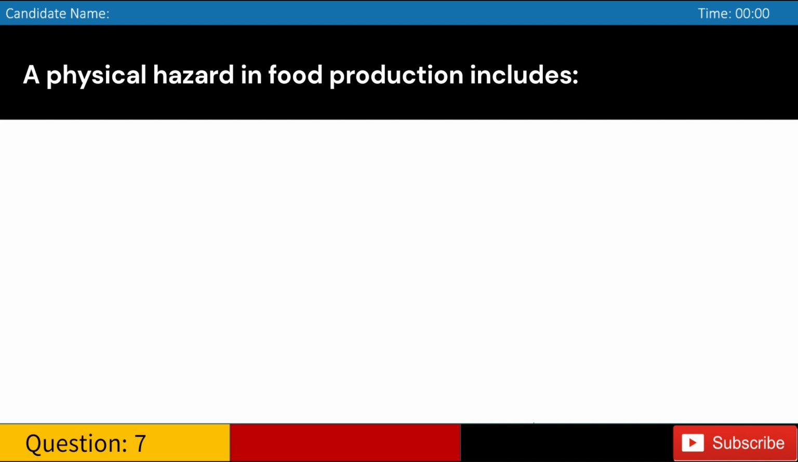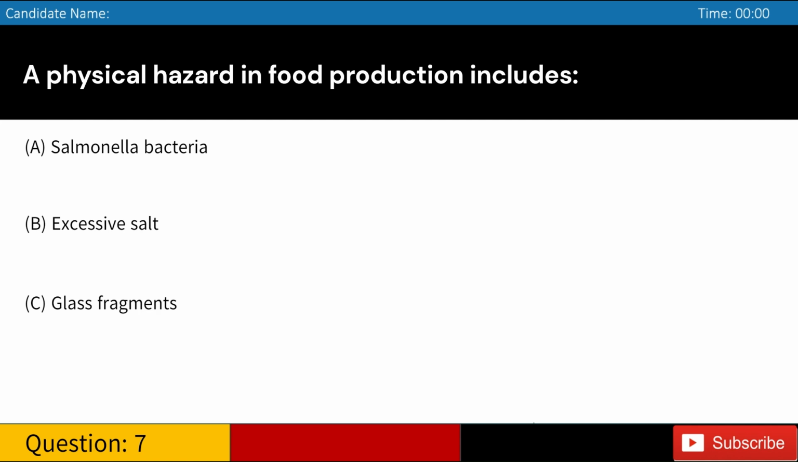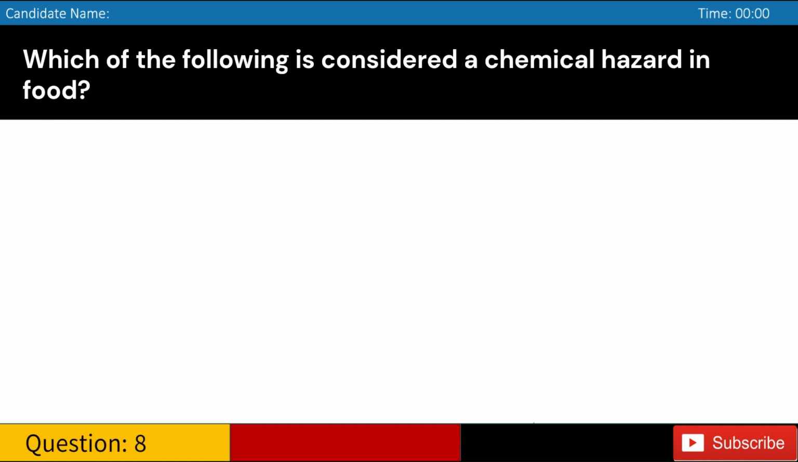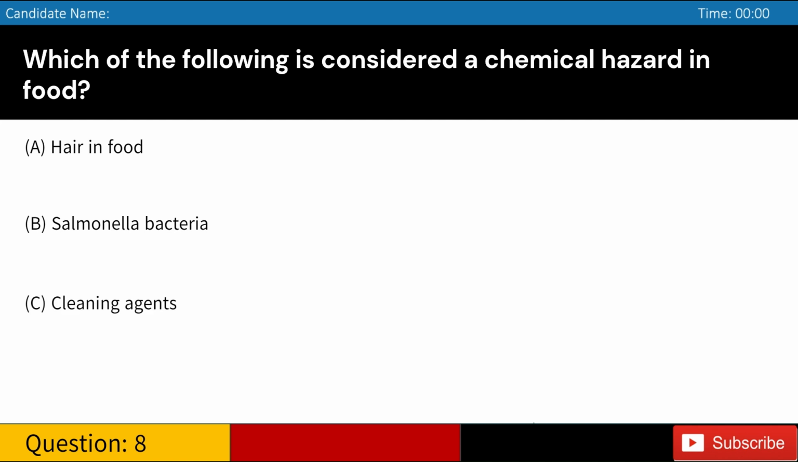A physical hazard in food production includes A. Salmonella bacteria. B. Excessive salt. C. Glass fragments. D. Pesticide residues. Answer C. Glass fragments. Which of the following is considered a chemical hazard in food? A. Hair in food. B. Salmonella bacteria. C. Cleaning agents. D. Plastic packaging. Answer C. Cleaning agents.